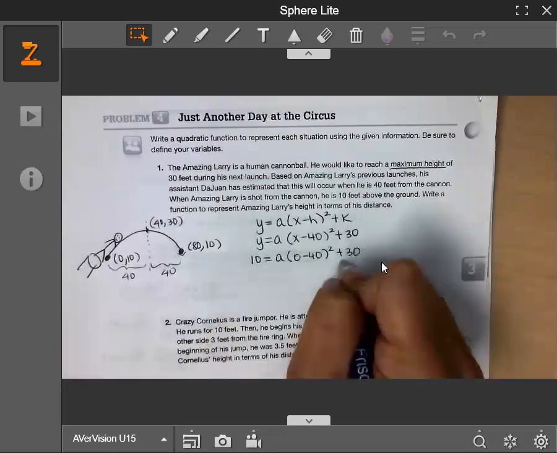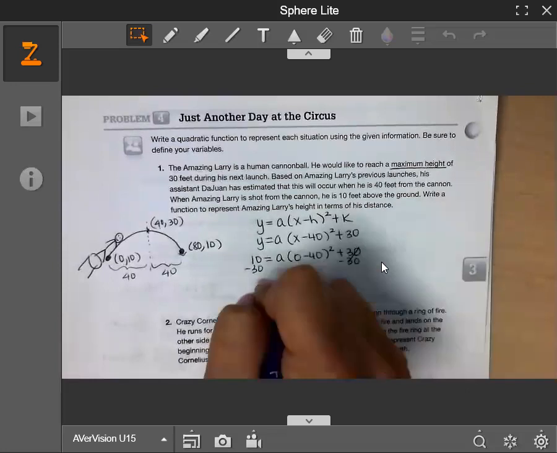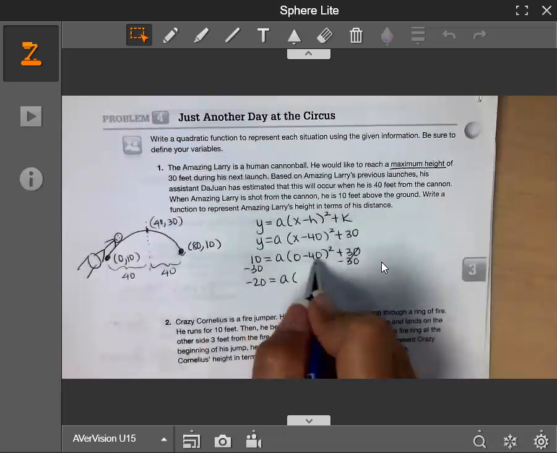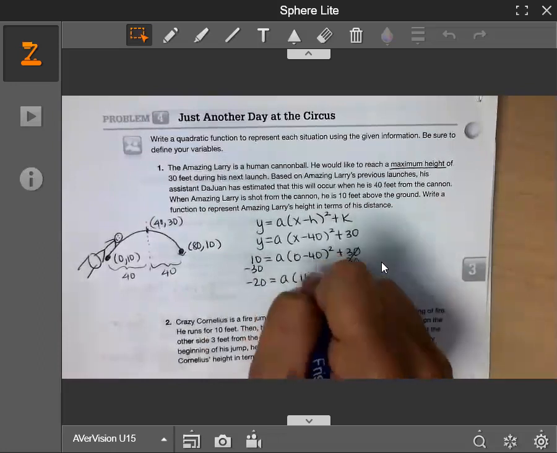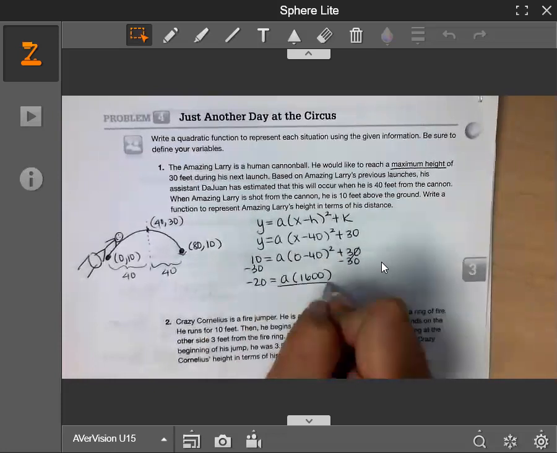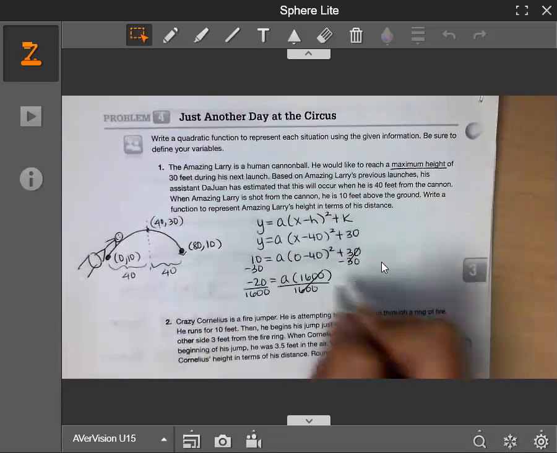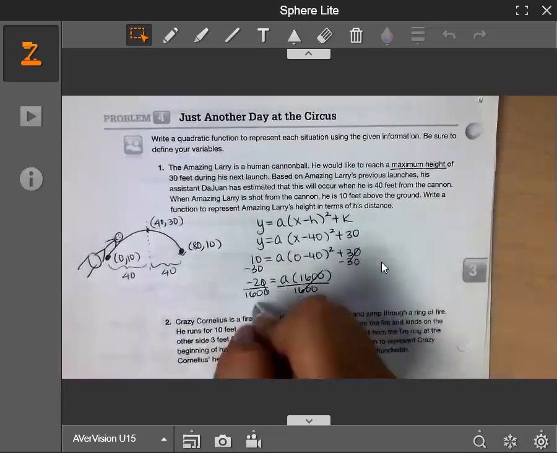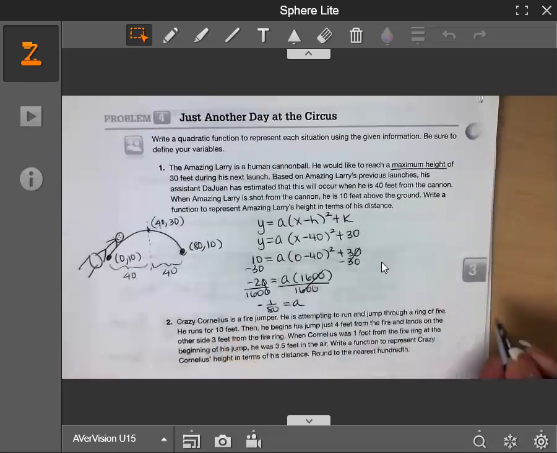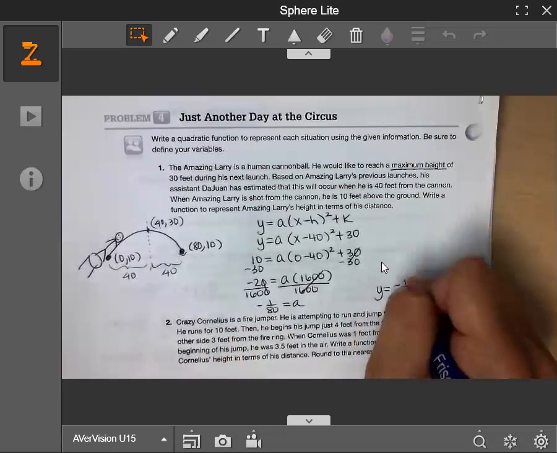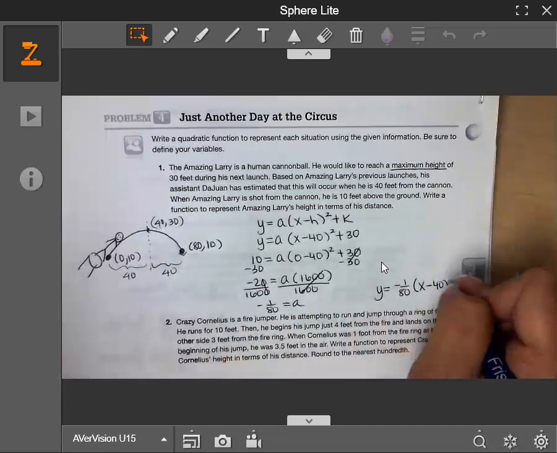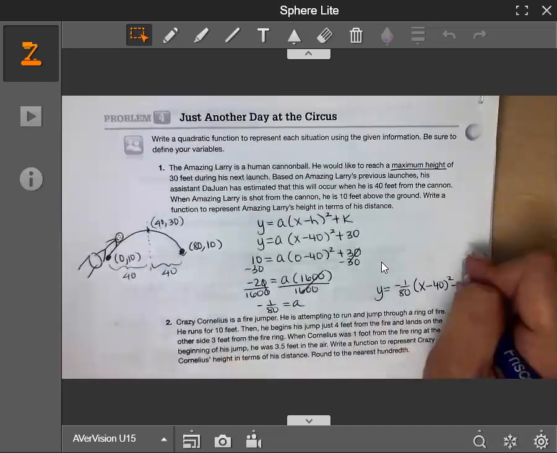I'm going to subtract the 30 to get it to the other side. That gives me negative 20 is equal to a times negative 40 squared, which is 1600. I then divide by 1600, and then we can reduce that to negative 1/80. So now that I have my a value, I know what my equation is: negative 1 over 80 times x minus 40, which was my h, plus 30, which is my k.